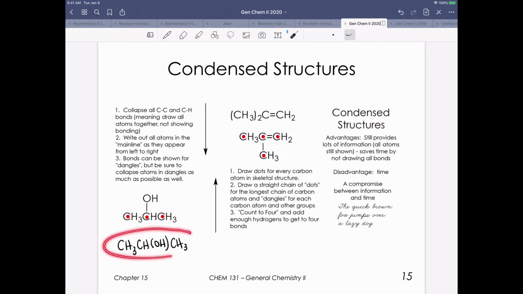And why this is even better or easier is if I'm typing something on my computer, I can just type this all on one line. So again, that's an advantage of that. So again, we still see lots of information. Every single atom is still going to be shown in a condensed structure, but we save a lot of time by not drawing all the bonds. It allows me to easily type things into a word processing document. Again, it's one of these things that's a nice compromise between information and time.